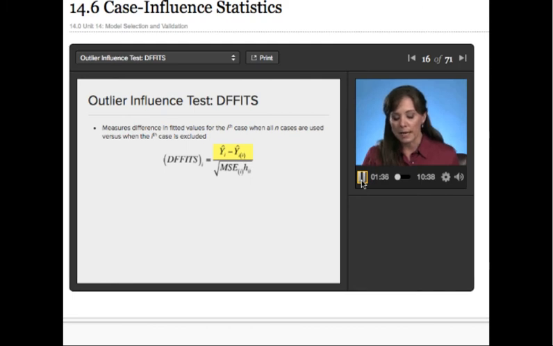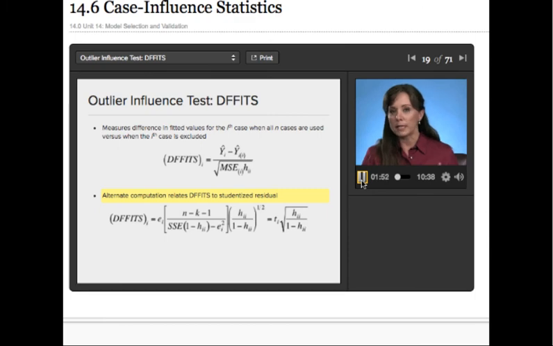And we're going to divide that by a measure of error, which is just the mean squared error from the model where the ith value is deleted, times the leverage statistic h sub i, which we've seen previously. This can be computed also in a different fashion, and here's the formula for that. The basic idea behind this is we can relate DFFITS to the studentized residual. In this case, the studentized deleted residual is given by t sub i, and if we multiply t sub i times the square root of the hat value, or h, the leverage statistic, divided by 1 minus h, we can get DFFITS also.